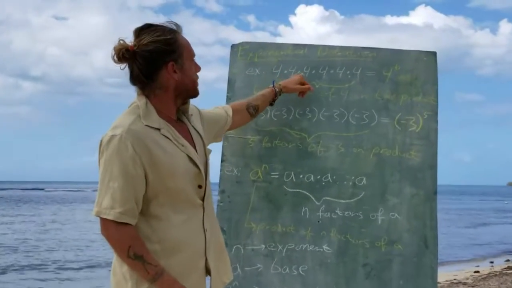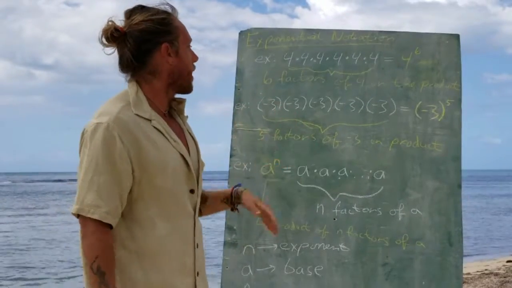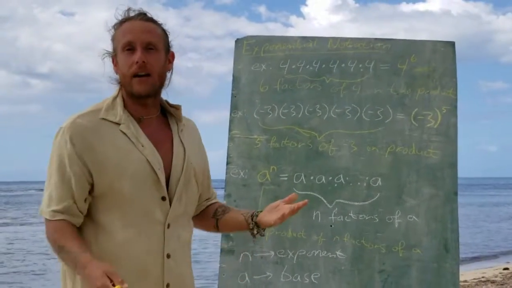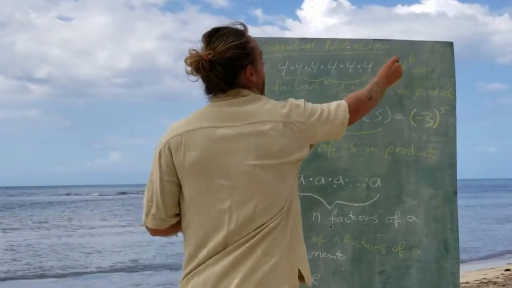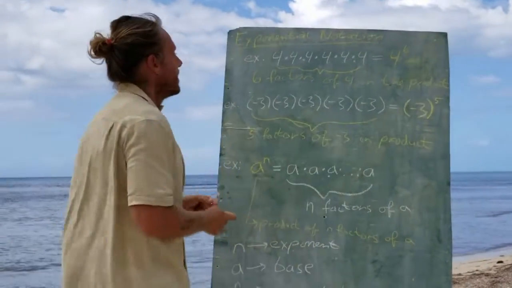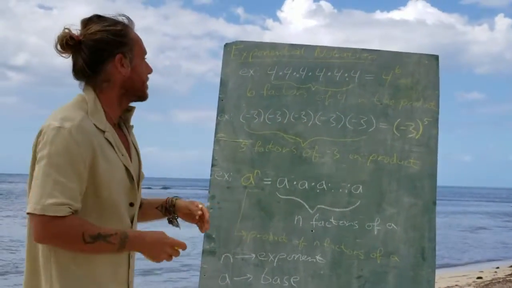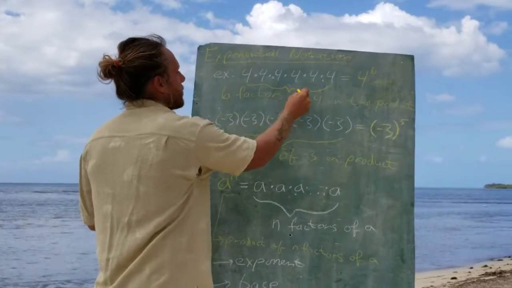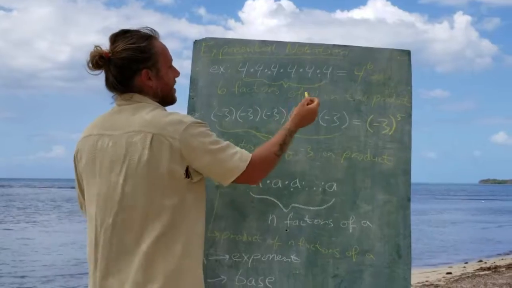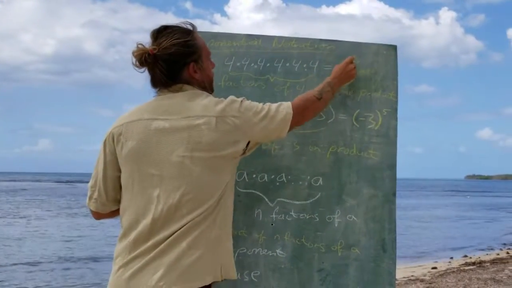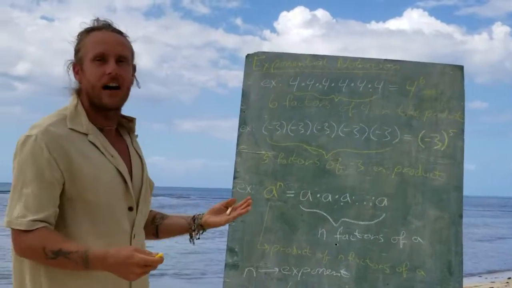So exponential notation, consider this example. 4 times 4 times 4 times 4 times 4 times 4. Whew, well, that's a product. That gets a little bit old writing, right? So what we can say, or we denote this as 4 with a little 6 above it. What this is saying is there's 6 factors of 4 in the product. There's 6 factors of 4, 1, 2, 3, 4, 5, 6 in the product. So we write that as 4 with a little 6 on top. This is exponential notation. Isn't that a lot easier?